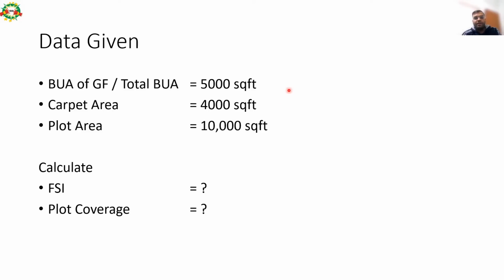Data given: built up area of ground floor or total built up area, both are one and the same thing. So that means it is given in the question equal to 5,000 square feet. Carpet area is also given in the question. Plot area given is equal to 10,000 square feet. Now we have to calculate FSI and plot coverage. Let us see which data is required for solving this problem. It could be possible that some data is given extra just to confuse the IBBI aspirants.